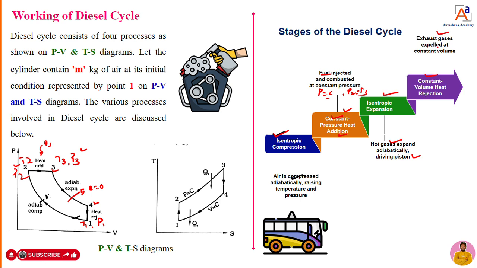So exhaust gases are expelled at constant volume. That means the hot gases are coming out at 4 to 1. That means heat is getting rejected at constant volume. Hence we can say V equals constant. These are the 4 important processes we have in the diesel cycle. Okay.